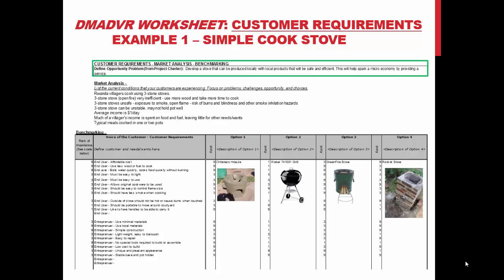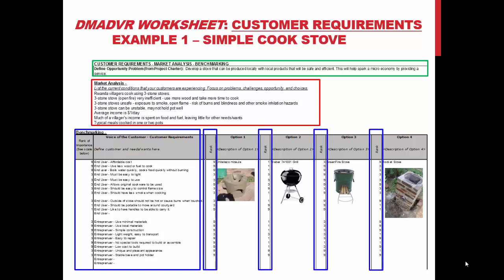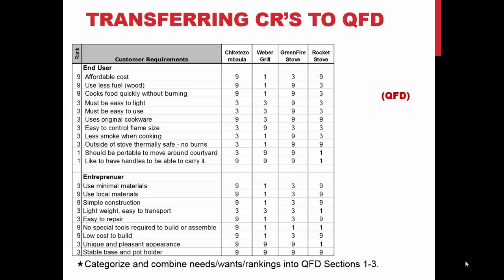We can take the information from our project charter, insert that here so we have the opportunity defined. We can take the information we had as to what is the market and list that in here. From there, we can take the customers and their rankings of importance, put them into this worksheet here, and then lastly, define our competitive products and put their rankings there. This information then can be transferred easily into the QFD.